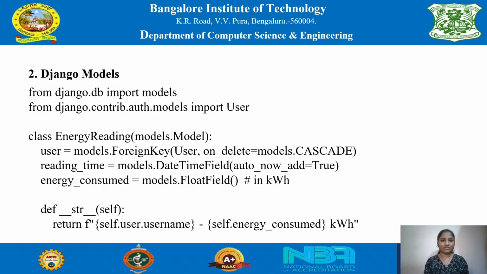Django model. This is the database. This model stores electricity data in the database. Each reading belongs to a user. It stores time and energy consumed in kilowatts. So this part saves the smart meter data permanently.